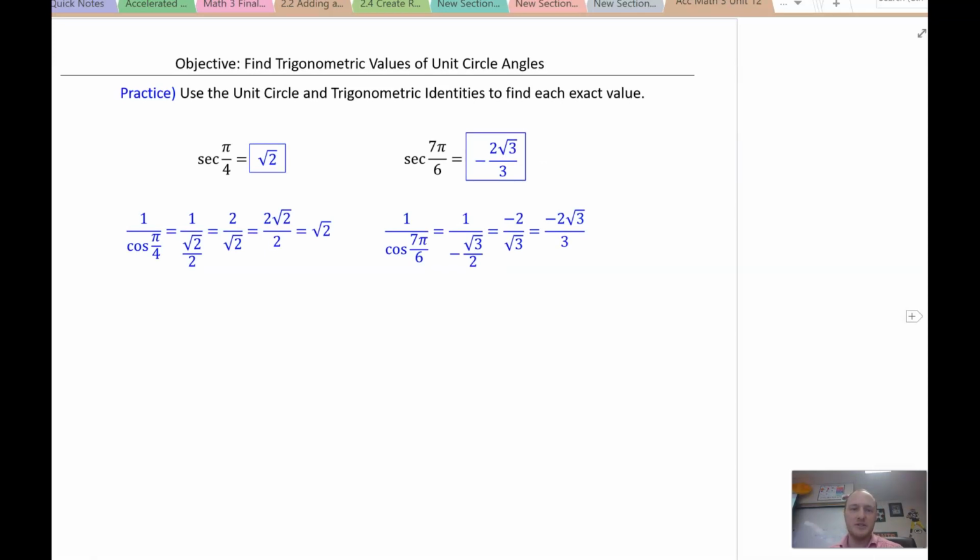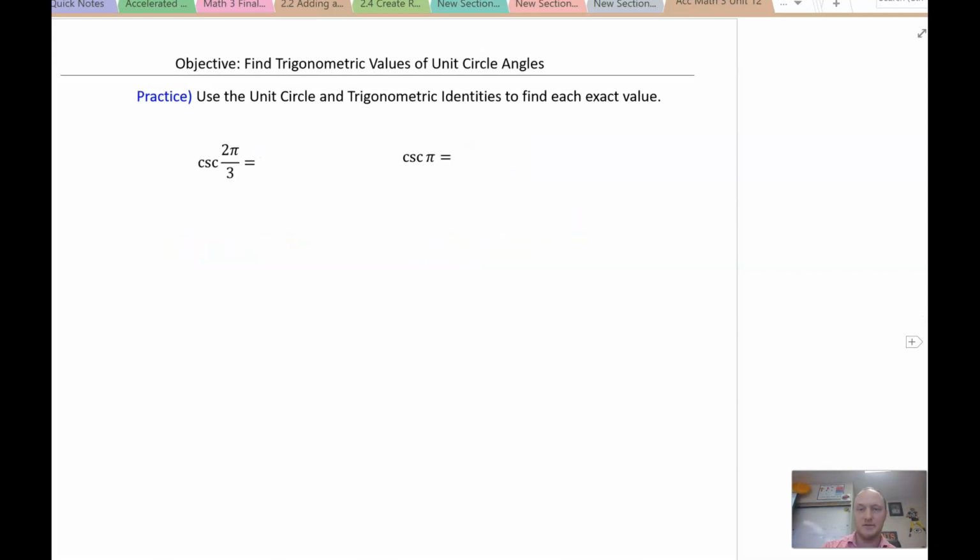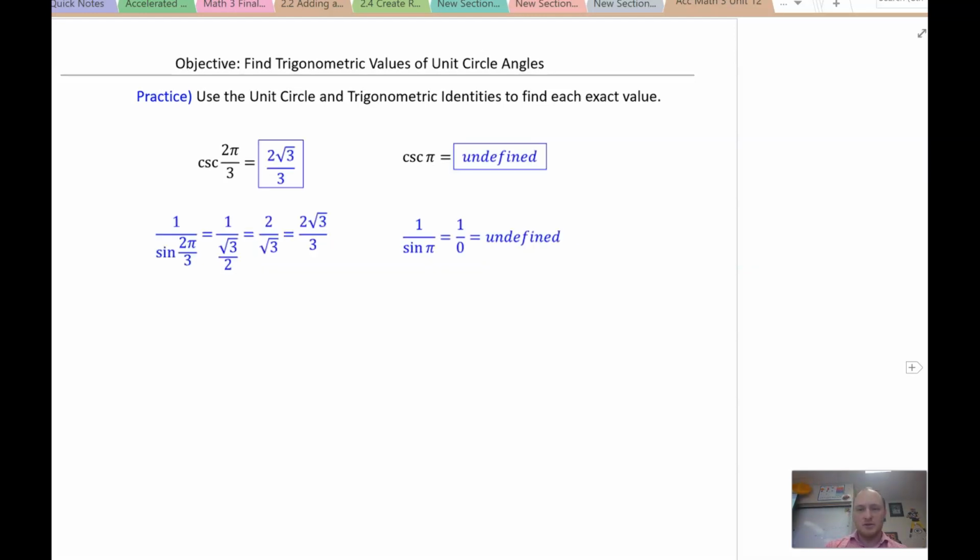You should have gotten secant of pi fourths is root 2, and secant of 7 pi 6 is negative 2 root 3 over 3. Here is another set. I want you to go ahead, please try these. Hopefully you tried these. Here are the solutions. Can you get these values?